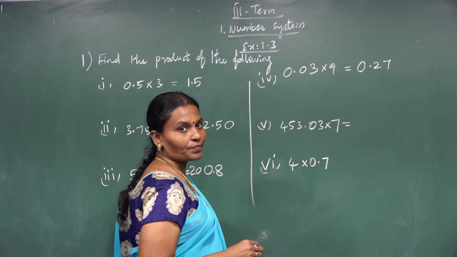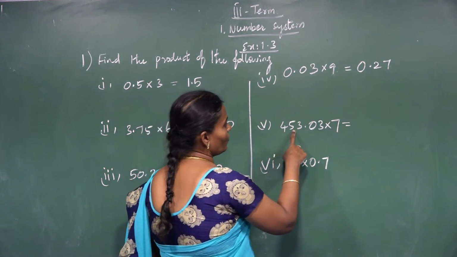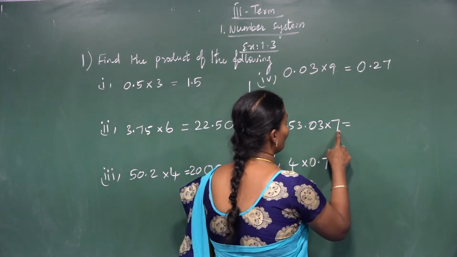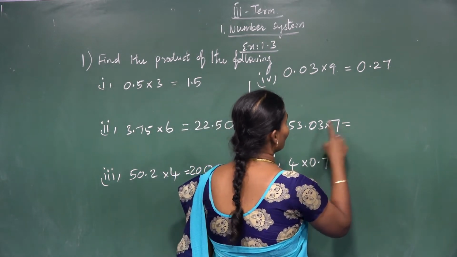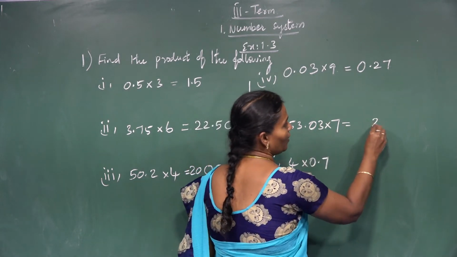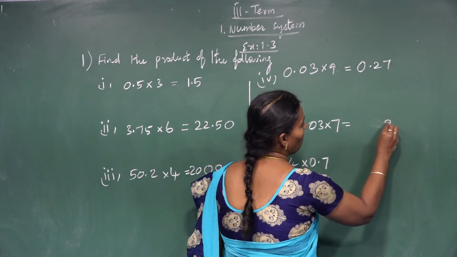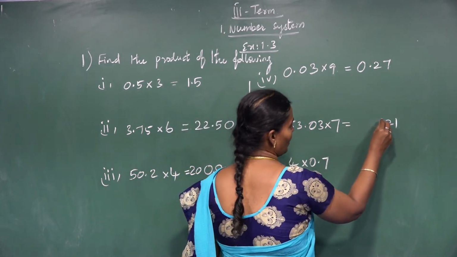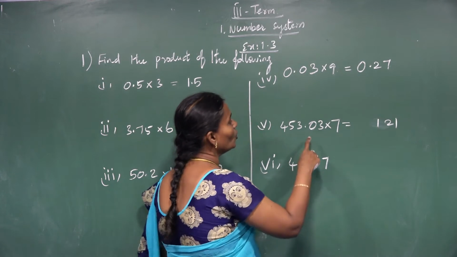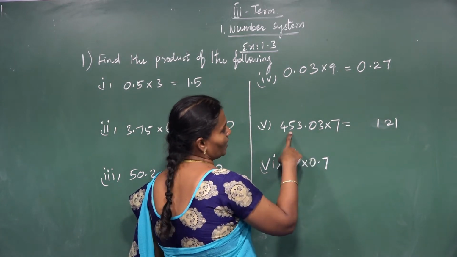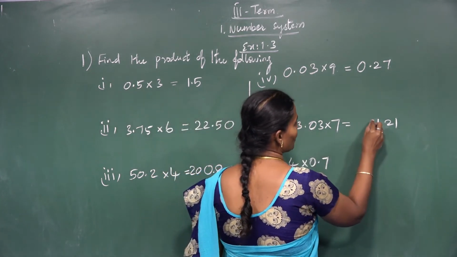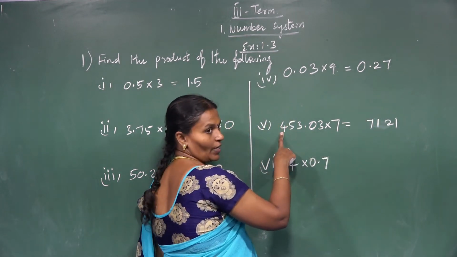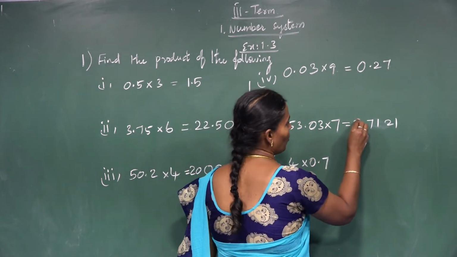Now see here this sum. Fifth sum. See here, 453.03 multiplied by 7. So 7 3s are 21, isn't it? So you write 1, remainder is 2. Then 0 is there, so you write 21. Then 7 5s are 35. 35 plus 2 is 37. So 3 is the remainder. 7 4s are 28. 28 plus 3 is 31.